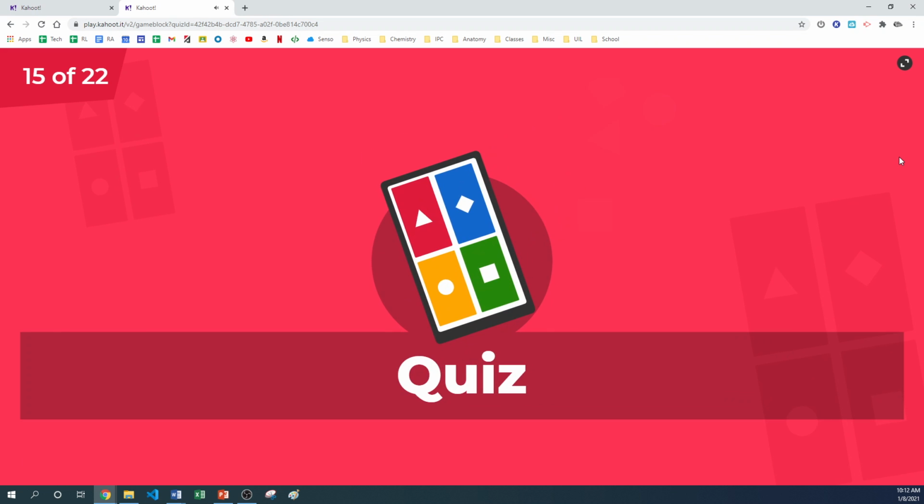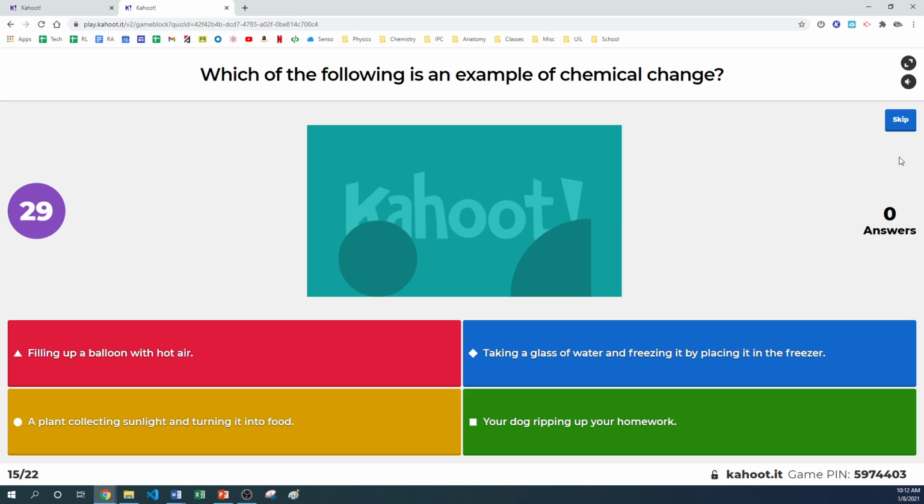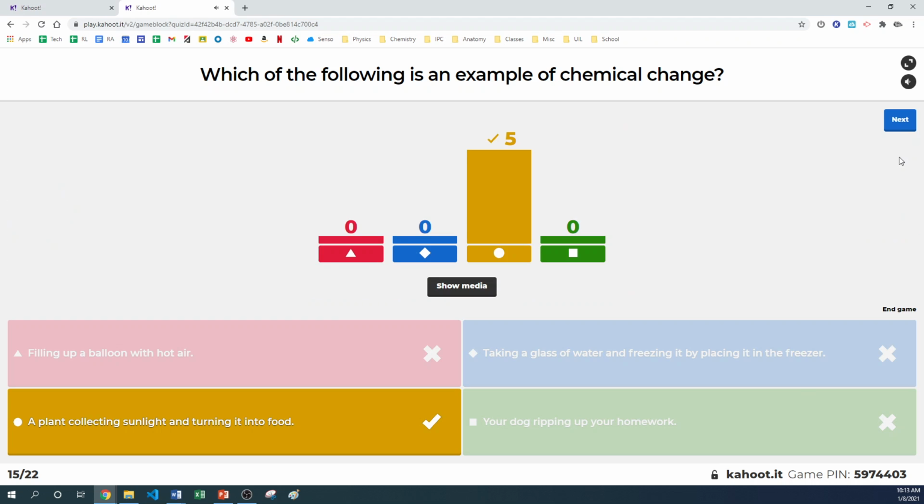Which of the following is an example of a chemical change? Red is filling up a hot air balloon. Blue is taking a glass of water and freezing it in a freezer. Yellow is a plant collecting sunlight and turning it into food. Green is your dog ripping up your homework. Can y'all read that all right? No, I literally cannot see it. So, a plant collecting sunlight and turning it into food is a chemical change.